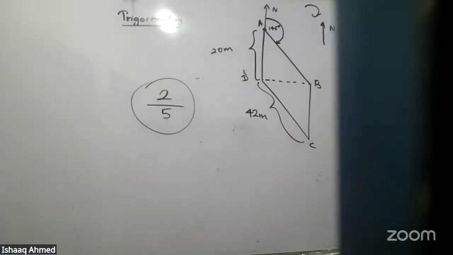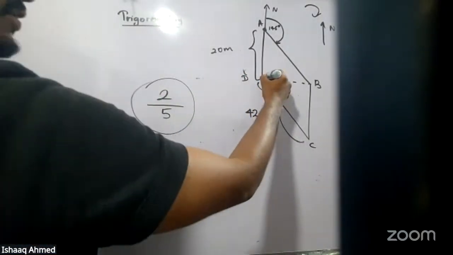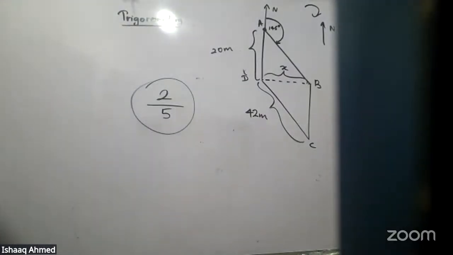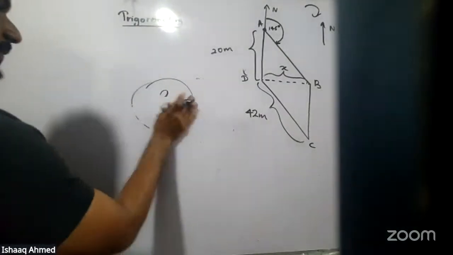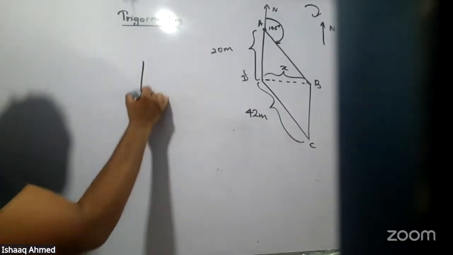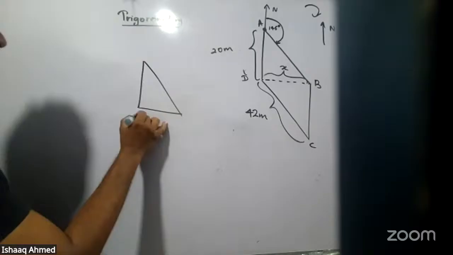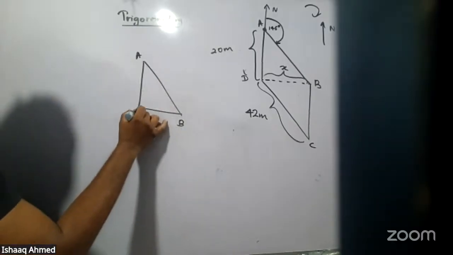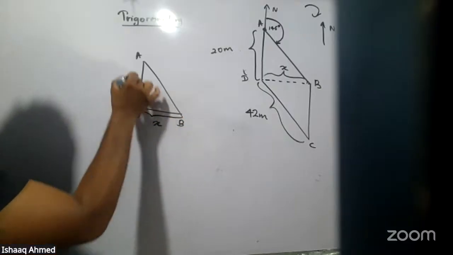Now next, using trigonometric ratios, find the distance DB to the nearest whole number. Meaning this is DB. Let's take it as x. And they want you to find the value of x using trigonometry. So we'll choose a triangle where x is a side. So I can take this triangle, ABD, as x is a side.